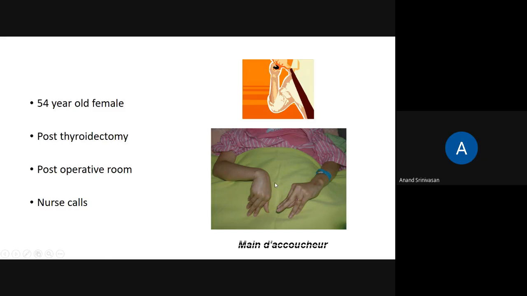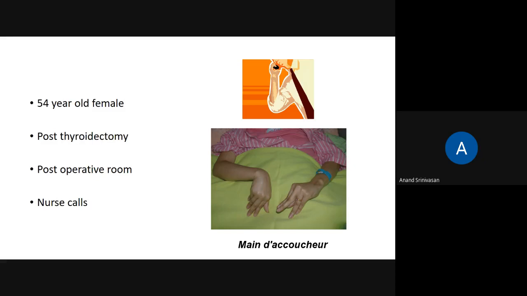So this is called main d'accoucheur, which is a French name. Main means hand. Accoucheur means midwife. In English it's called obstetrician's hand. Obstetricians are the doctors who help in delivering the babies.